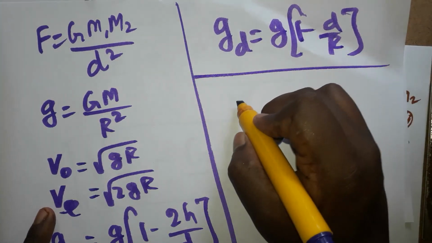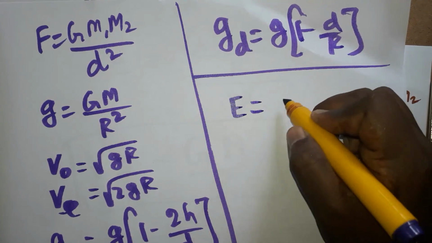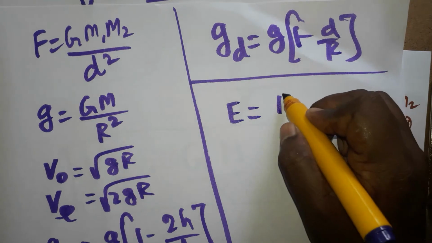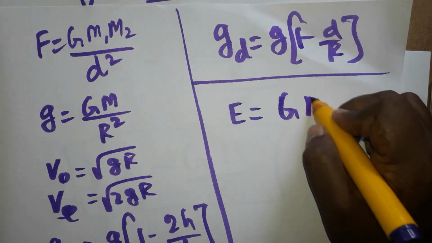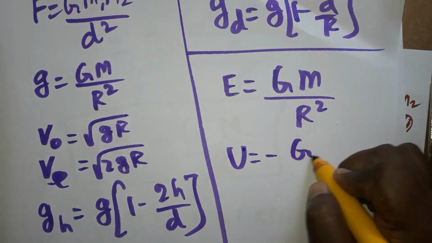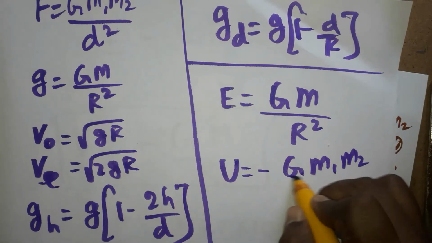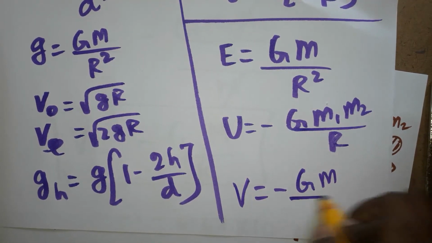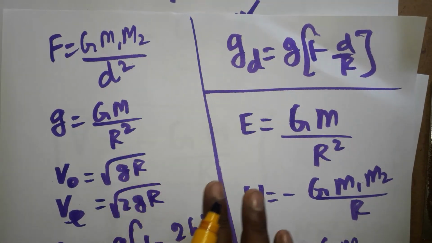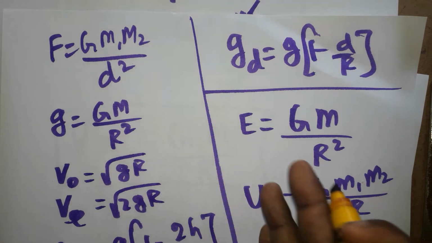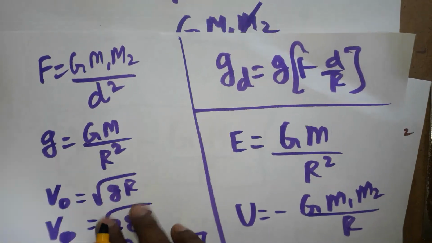The next thing, gravitational field is equal to F divided by m, which is going to be G times m divided by r square. Next, gravitational potential energy is minus G m1 m2 divided by r. The next thing, gravitational potential V is equal to minus G times m divided by r. These are the formulas we learned. The remaining ones are Kepler's law, time period of the satellite, the geostationary satellite, and total energy in orbit. These are the concepts we left.